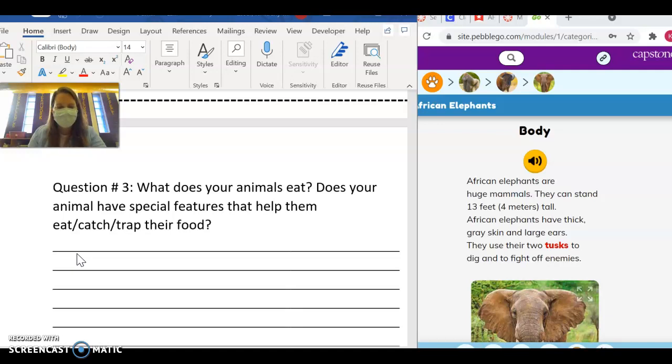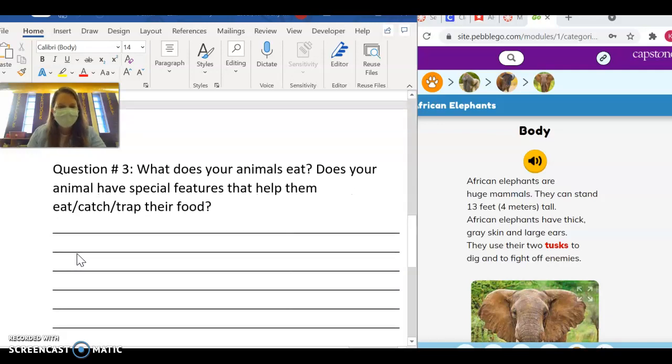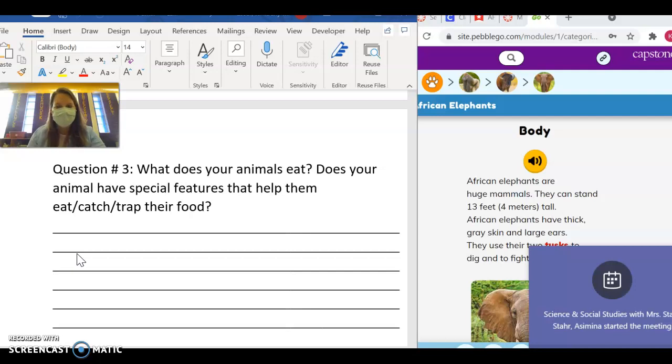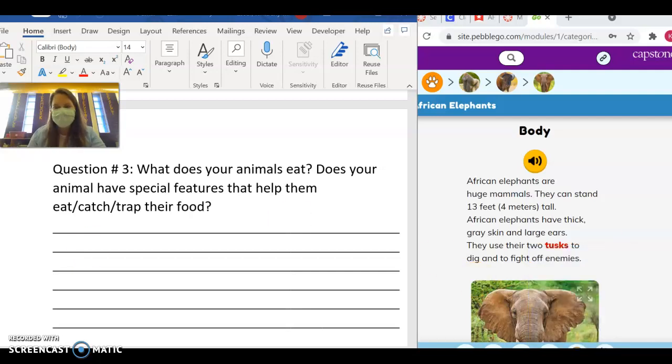For my in-person scholars, I want you to remember what we read about. We talked about the octopus and how it has the suction cups, and we talked about the whale and how it has certain types of teeth that are kind of like a strainer or a colander that help them collect their food. And so we want to be thinking about those things when we are thinking about our animal. So my question is, what does an elephant eat, and does he have any special features that help him get his food or trap his food?